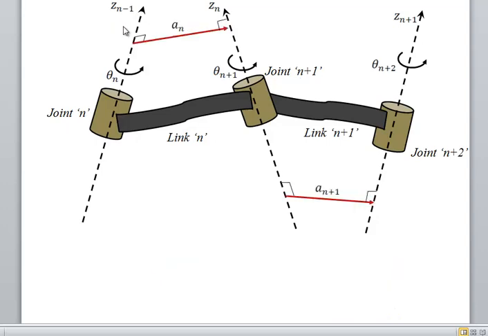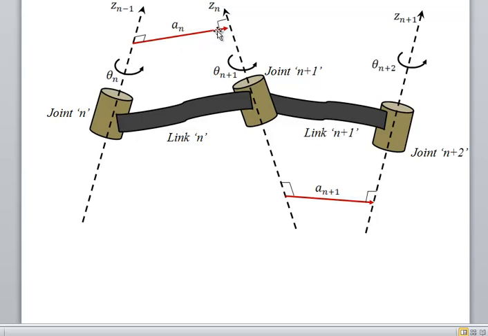So once we have done that, next we have to find out an. What is an? An is the perpendicular distance between Zn minus 1 and Zn. Whatever be the direction in which Zn minus 1 and Zn is oriented, we will always be able to find 2 points, one in Zn minus 1 and another point in Zn, wherein we will be able to draw a distance of an, and that an will be perpendicular to Zn minus 1 also and Zn also.